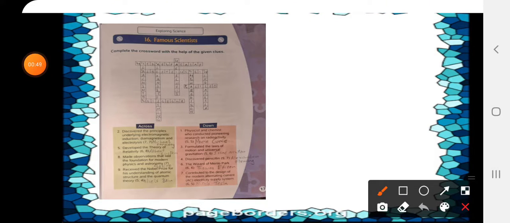First, we'll do page number 17, children, famous scientist. And these are puzzles. So, we will do across and down. So, one is across and one is down. Okay, children? So, how do you do across? Across means this way and down means you go downwards. Okay, children? So, let's start.